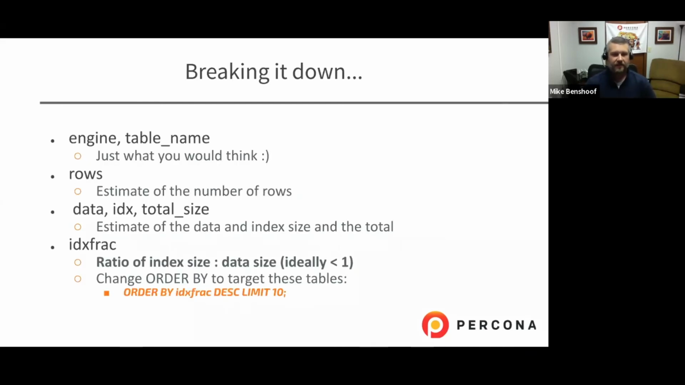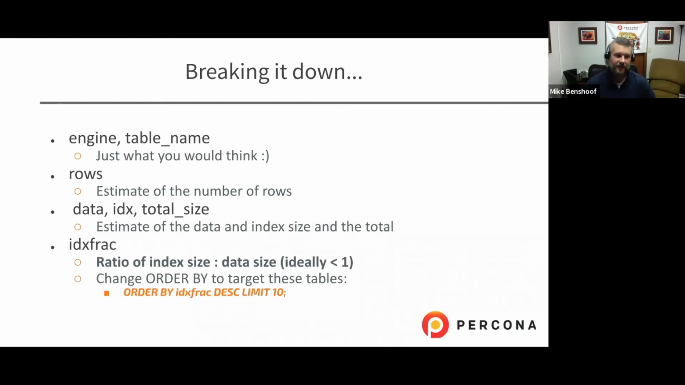So going through what is in that previous table, engine and table name are exactly what you think. It's the engine that you're using and the table name. The rows is the estimated number of rows in the table. The data, index, and total size are estimates of the actual data and index sizes on disk. So remember, we've got our main data, and then we have our secondary indexes. This is showing us how much of the space within the table is allocated towards the actual data in the primary index, and then all of our secondary indexes.